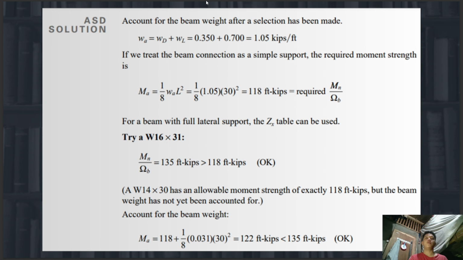So, try ta sa easy solution. Again, ang formula di ba nato sa kuha like allowable load is D plus L, equal to 1.05 kips per feet. So if you treat the beam connection as simple support, the required moment strength is 1 over 8 WA L squared. So, input na to ang mga values.